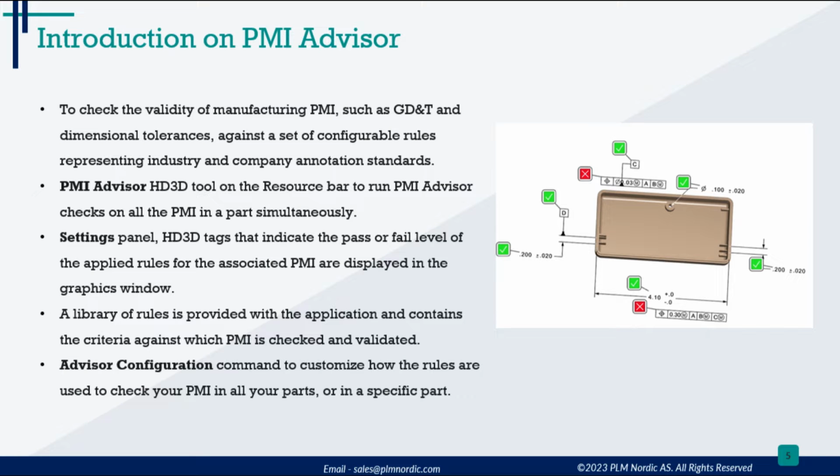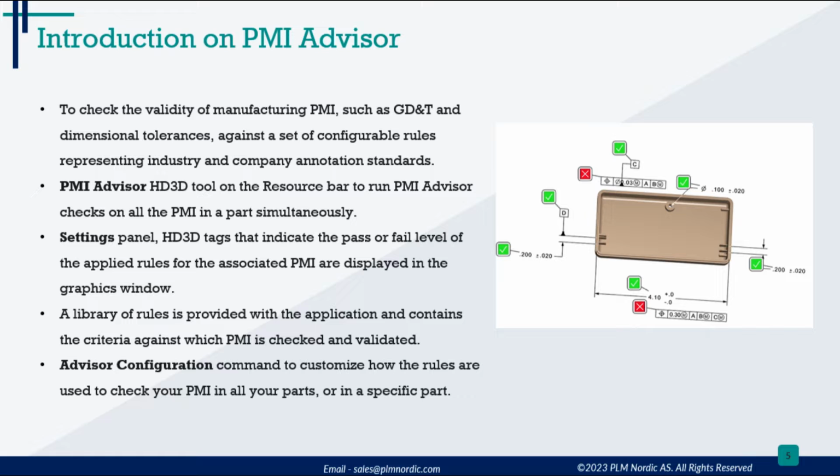Introduction to PMI Advisor. The PMI Advisor checks the validity of manufacturing PMI, such as GD&T and dimensional tolerances, against a set of configurable rules. Based on the options you set in the Settings panel, HD3D tags indicate the pass or fail level of the applied rules.